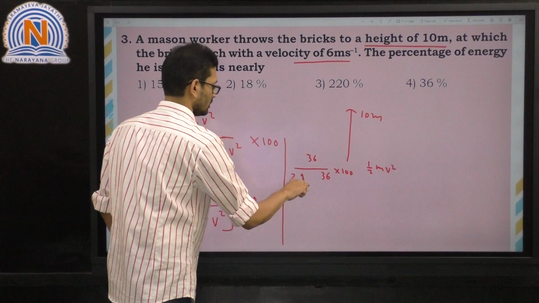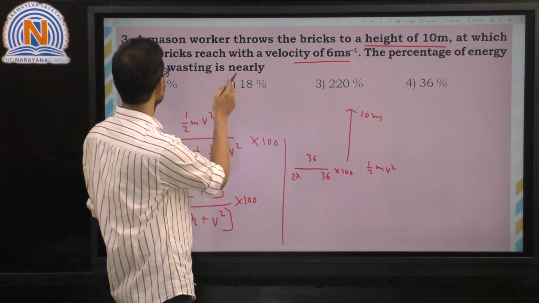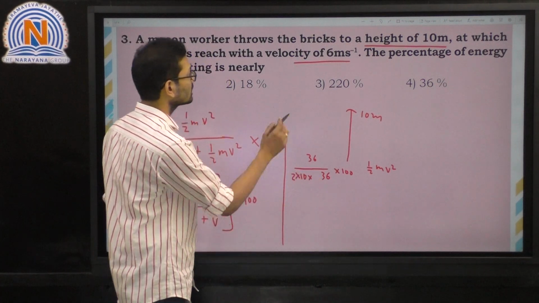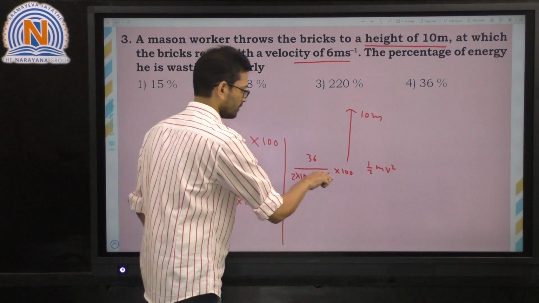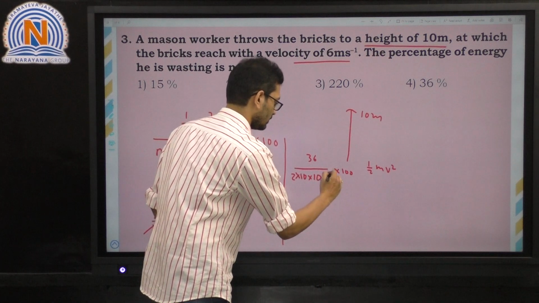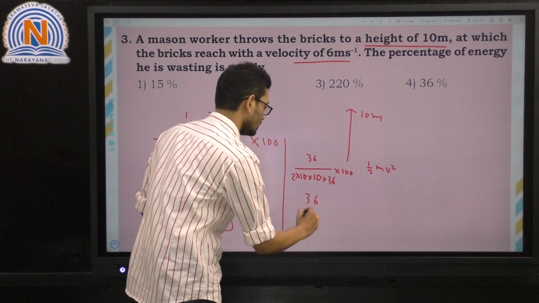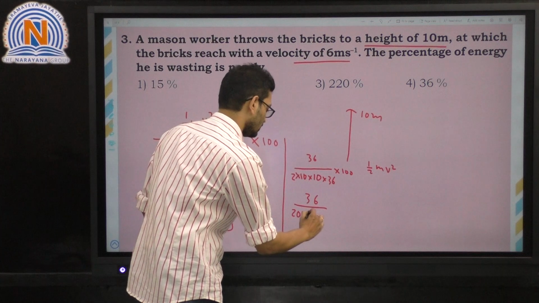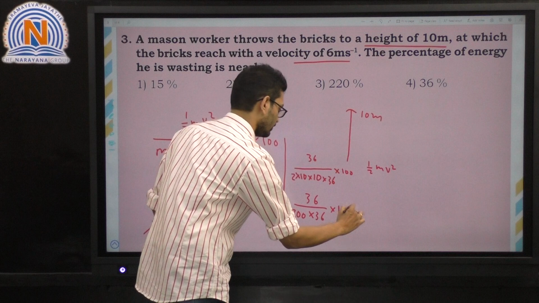Okay. So g is how much? You can take it as 10. Height is given as 10. Just a minute. 10 into 36. So now how much are you going to get? 36 by 200 into 36 into 100.